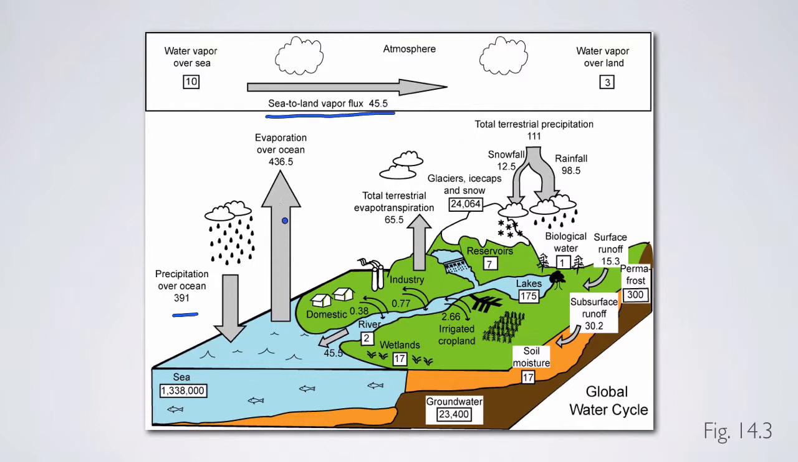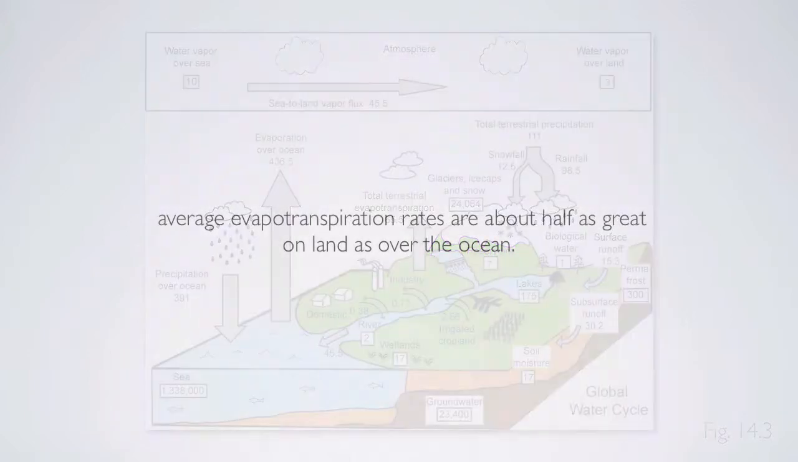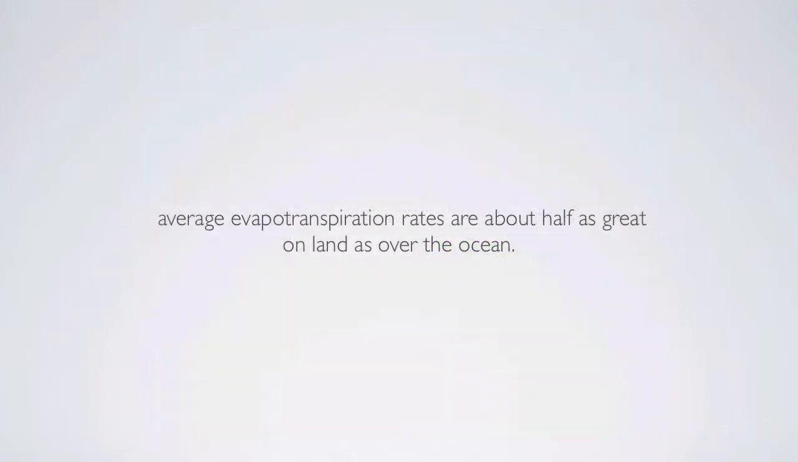So somewhere on the order of 10% of the water that evaporates over the ocean moves onto land and eventually falls. Total terrestrial evapotranspiration is 65 units, which is much lower, but we also have to think that there's a lot less land than there is ocean. In general, evaporation from land is about 15% of global evaporation, but land occupies about 30% of the Earth's surface. What this means is that average evapotranspiration rates are about half as great on land as they are over the ocean.